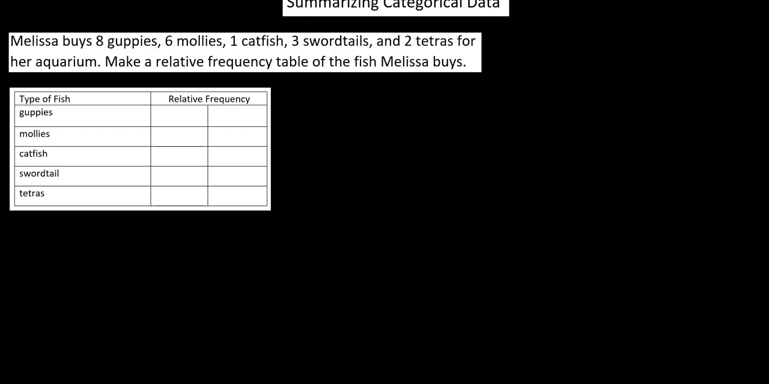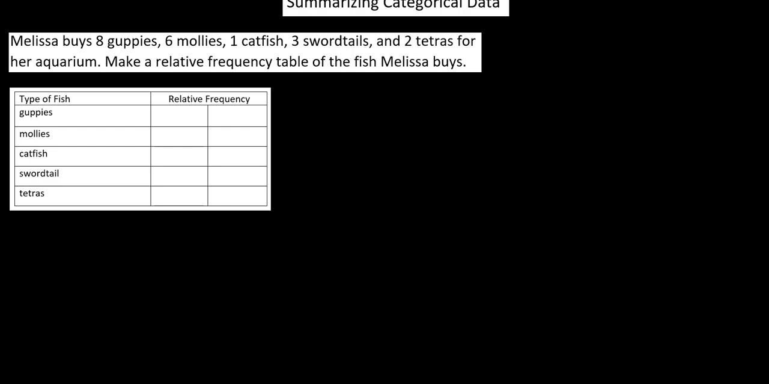Our first question says, Melissa buys 8 guppies, 6 mollies, 1 catfish, 3 swordtails, and 2 tetras for her aquarium. Make a relative frequency table of the fish Melissa buys. So as you can see, our relative frequency table is to the left. Our category is going to be type of fish, which are guppies, mollies, catfish, swordtail, and tetras. Then we have our relative frequency section to the right.